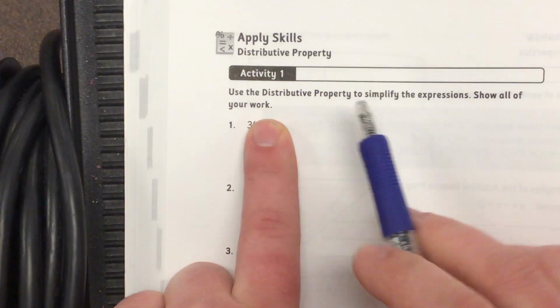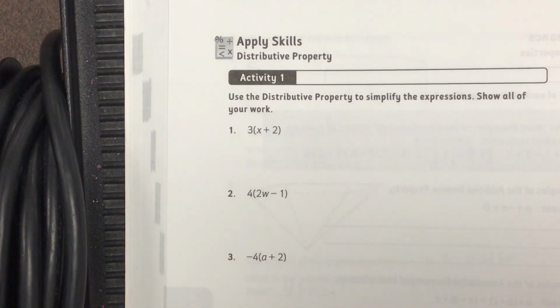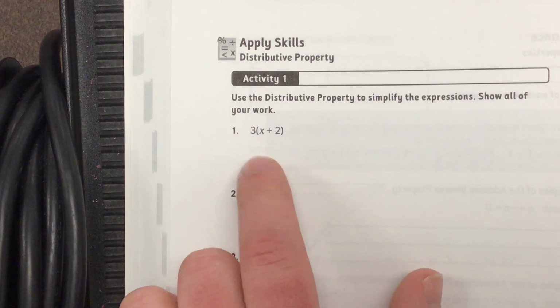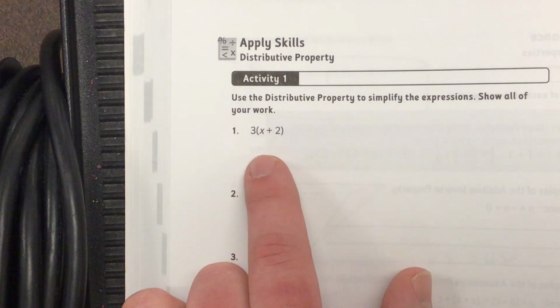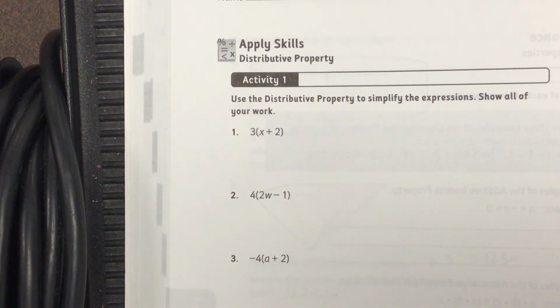All right. So here in activity 1, it says use the distributive property to simplify the expressions. Show all your work. So let's do this first one together so we can show you how we want to do that. And then I'll let you do the rest of the page on your own.